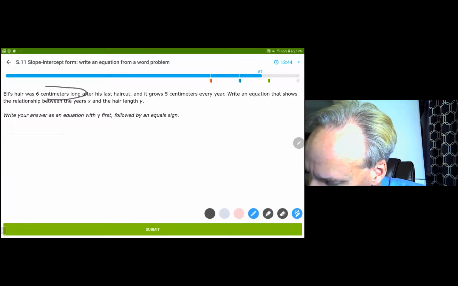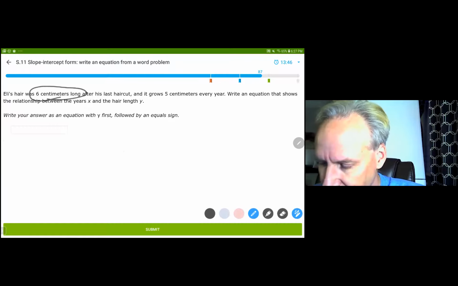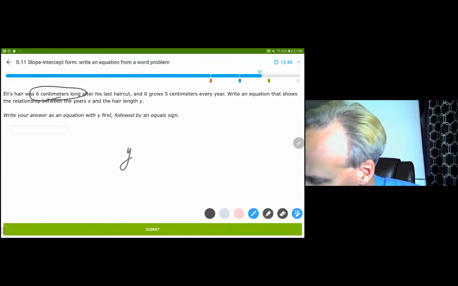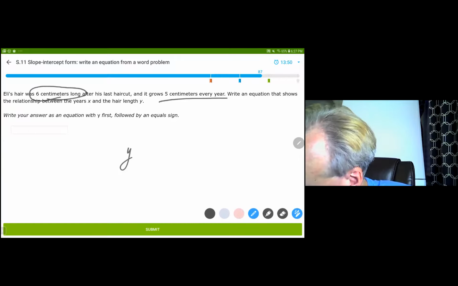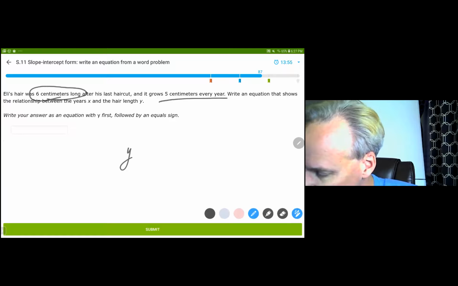Okay, 6 centimeters long after his last haircut. That's his starting point, the 6, and it grows 5 centimeters every year. Wow, it's kind of slow. Write an equation that shows the relationship between the years and the hair length y.